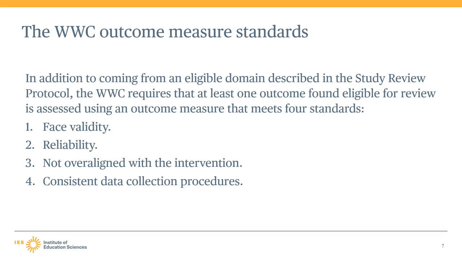Fourth, the outcome measure must use consistent data collection procedures for the intervention and comparison groups. In other words, did the researchers collect data for the measure in the same way for the intervention and comparison groups? Any difference in the outcome measure between the intervention and comparison groups should relate to the intervention and not the measurement process or the measure itself. If a study does not include at least one eligible outcome measured in a way aligned with these 4 outcome measure standards, it will receive a rating of does not meet WWC standards, and the review will stop.